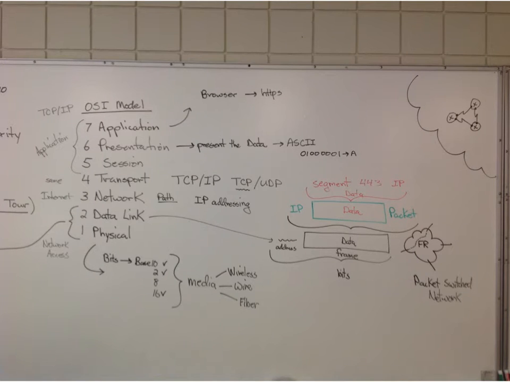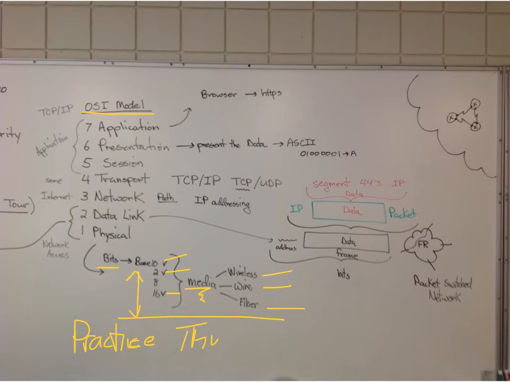We did some review. We did the OSI model. We started down here in the bottom. We talked about wireless, wired, and fiber. We didn't spend much time on that, the media. But I did mention bits, and you should be able to convert 10 to 2 to 16. And we can practice that on Thursday.